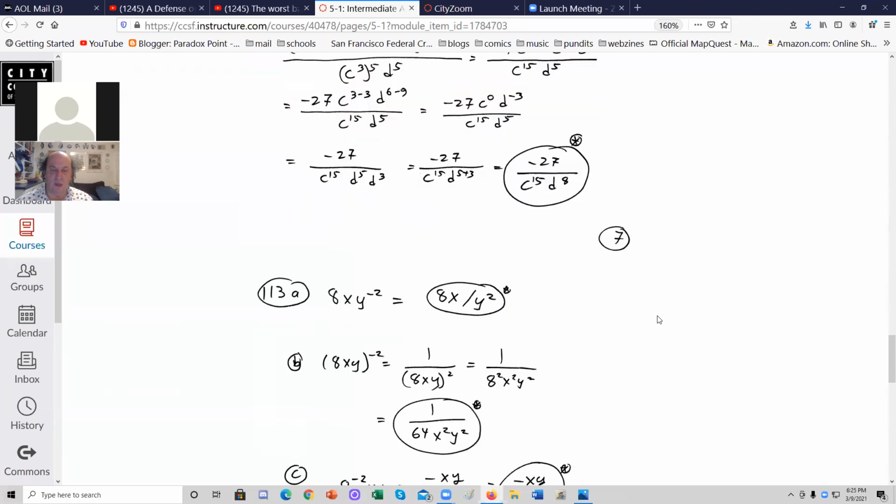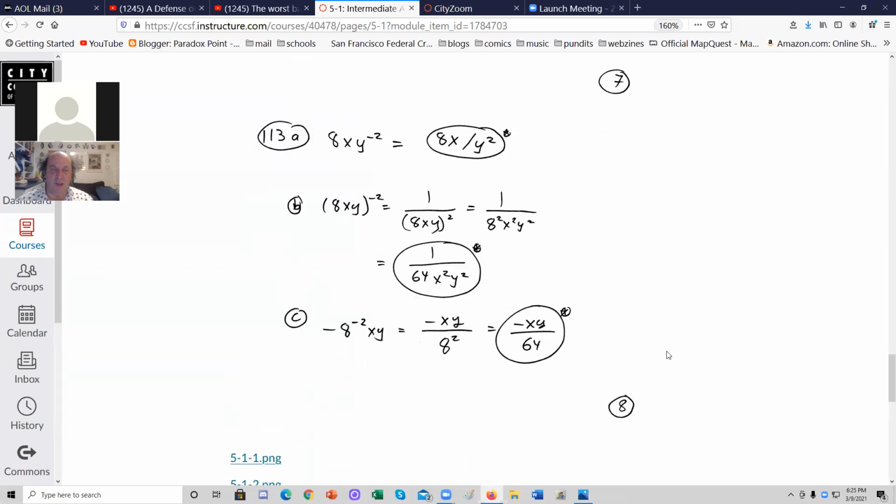Answer is this. Now here they have what the book called look-alike problems. Similar things: 8xy to the negative 2, that is, 8x times y to the negative 2, and (8xy) whole thing to the negative 2, and minus 8 to the negative 2 times xy. Okay. Slightly different phrasing, different results. Here, y to the negative 2 shows up in the denominator, so it's 8x over y to the 2. Here we have a whole thing to a negative second power, so it's 1 over the thing to a second power. Distribute the second power: 8 squared, x squared, y squared, under 1. Therefore, 1 over 64 x squared y squared for this.